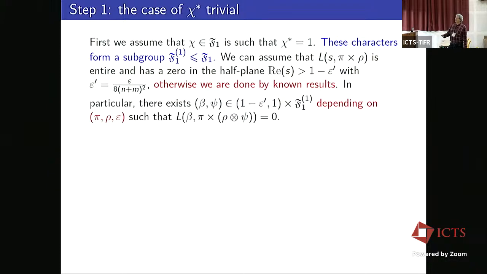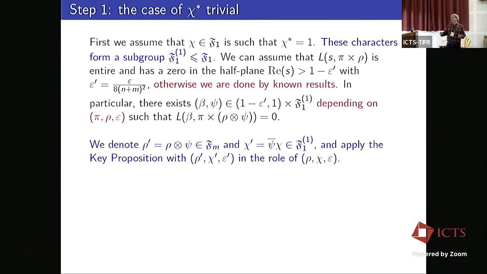Psi is not the trivial character. I'm wrong. So we can assume that our Rankin-Selberg function is entire and has a 0 in the half plane, which in particular means that at least one twist in our family has a 0 close to the 1 line, and I fix a smallest 0 and the smallest twist for which that happens. Then this pair beta, psi only depends on the initial data pi, rho, epsilon, and for this particular twist and beta, we have this 0.